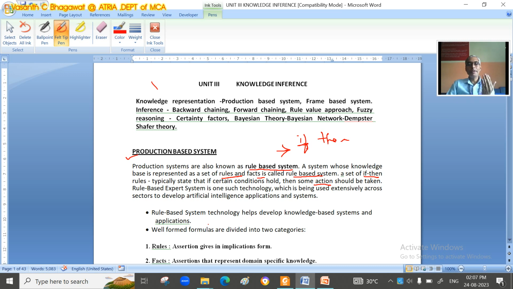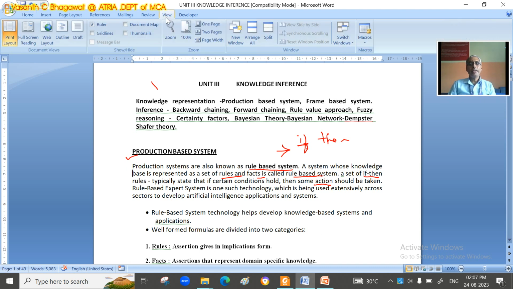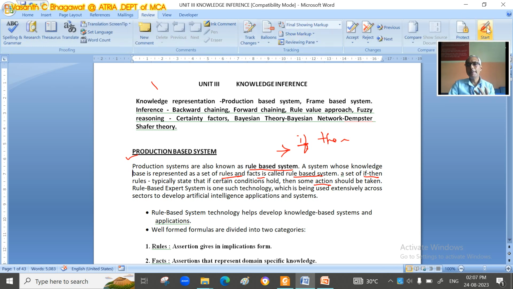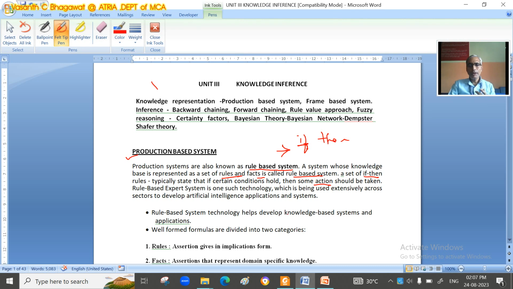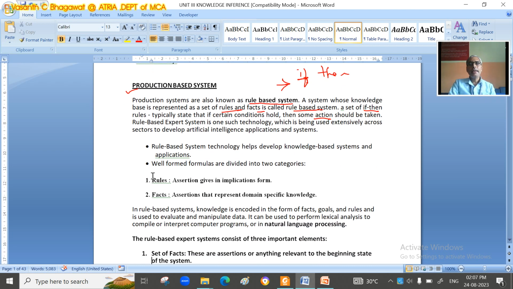So when you are talking about this rule based or production based system, it has a lot of implications in various applications when we are talking about a knowledge based system. Now when you are going to consider any rule based system, let me take our pen. Generally, it can be divided into two things. One is the knowledge base with the rules and facts.